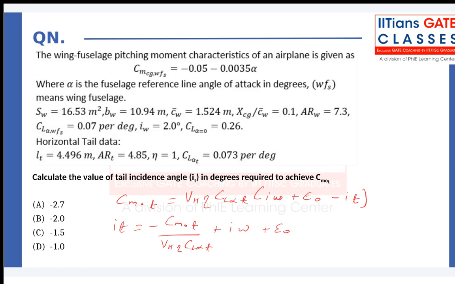Let me just write down the values. What have we gotten? Cm naught was minus 0.2. VH was, how much was VH? 0.153. Beta is 1. Cl alpha is 0.073 plus 2 plus epsilon naught was 1.3. Is this the same value that you've used? All these terms, are these the same values?